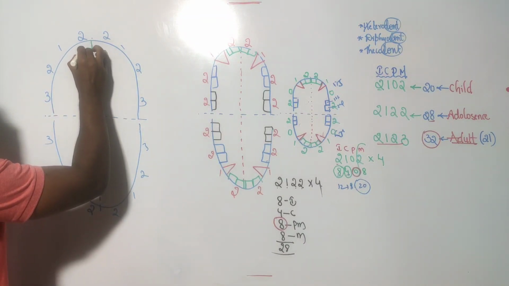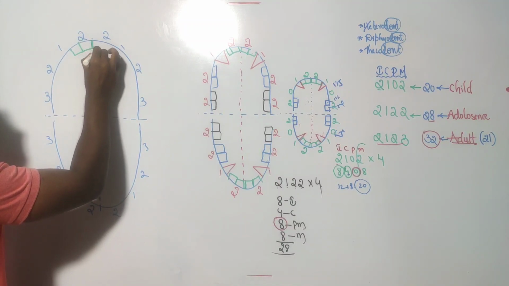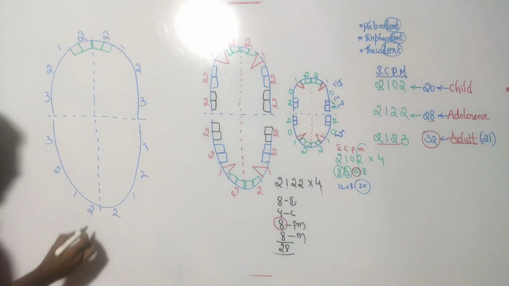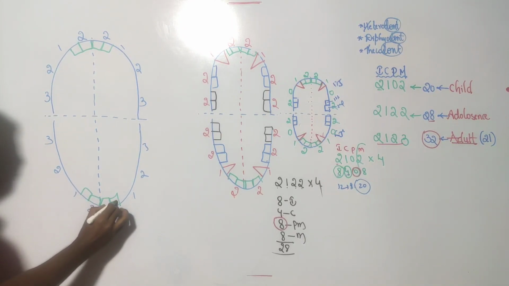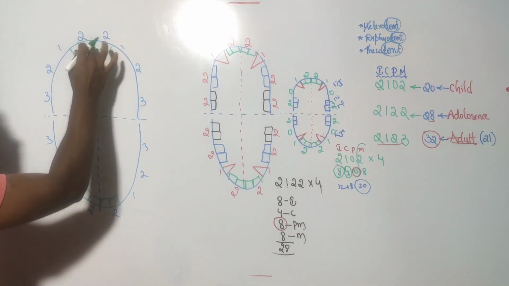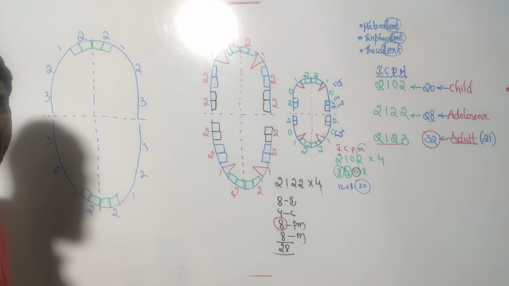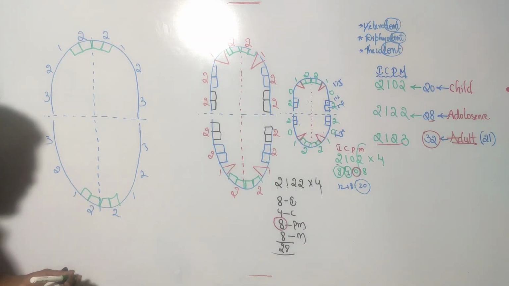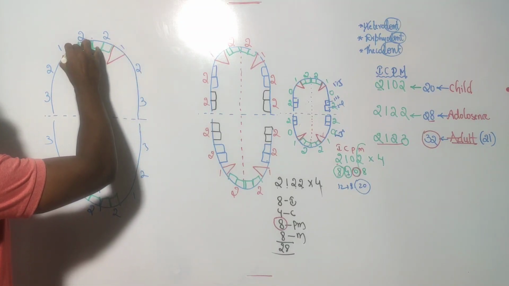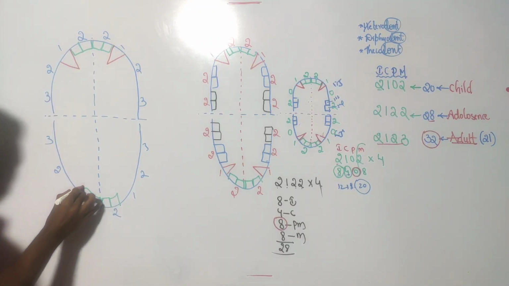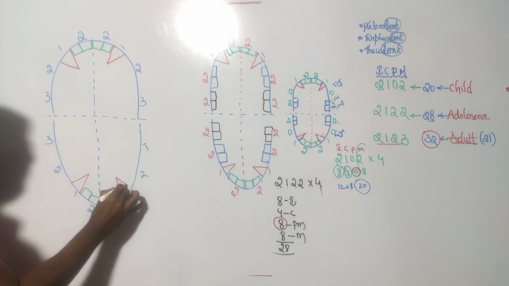How many incisors here? 2. This side how many? 2 incisor. Here how many incisors? 2. Here this side how many incisors? 2. Total incisors here 4. 4 plus 4, 8 are incisors. Next, let's represent the canines. How many canines that is present here? 1 canine and this side 1 canine and here 1 canine and here 1 canine teeth.